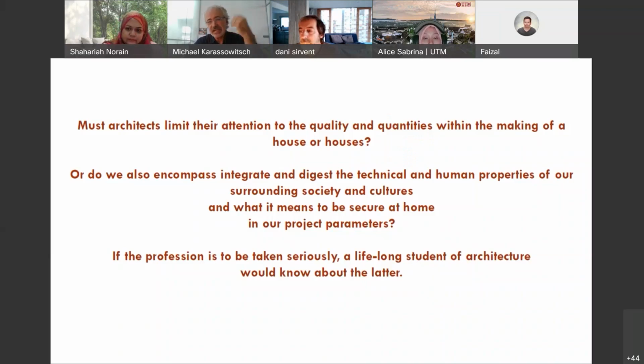So given this problem that housing has been turned into an economy, and that architects themselves do that, we focus only on the inside of the house and the house object itself. So the question is, do we encompass or integrate the technical and human properties of our surrounding society and cultures, and what it means to be secure at home, in our project parameters? Rarely. We focus only on the object. So I'm saying that to be taken seriously, a lifelong student of architecture would have to know about the second one I mentioned here, the broader parameters, as part of the design parameters, not as context.